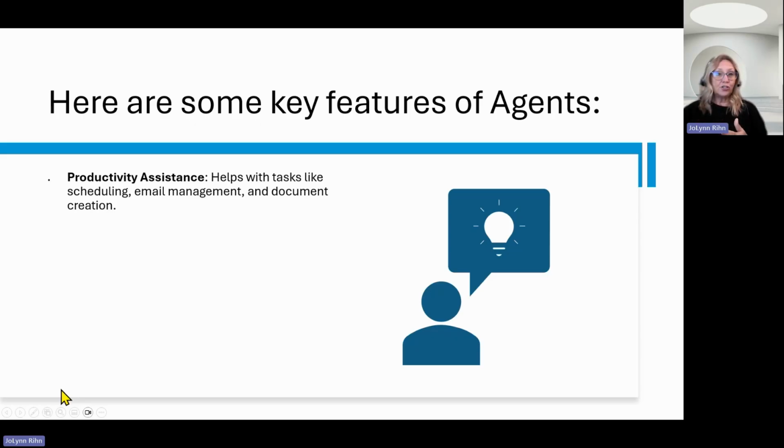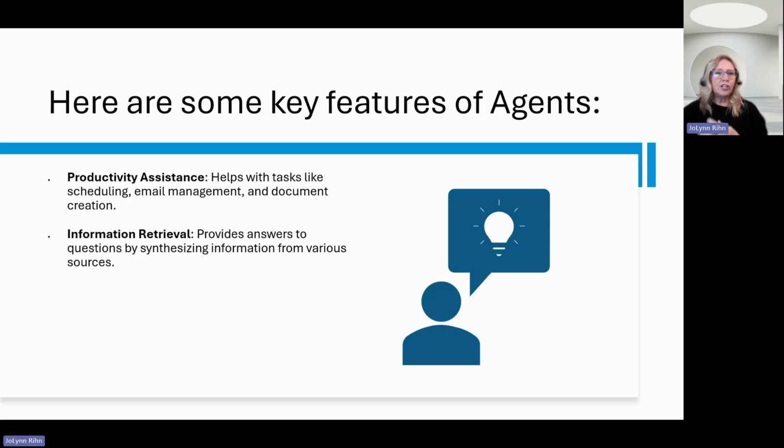So some key features of agents: productivity assistance. It can help us with managing schedules, managing emails, with document creation. You need to create a report, you need to create a contract, etc. Information retrieval is a big part of using these agents as well. Back to that, I have these questions, where am I going to find that information? We program it with our data in our database so that as it picks up on these keywords, it's using the database in the background.